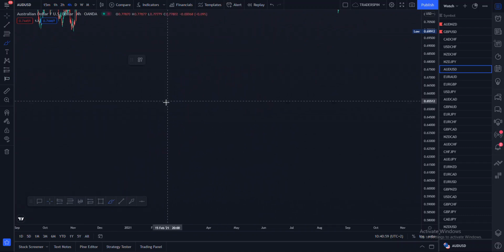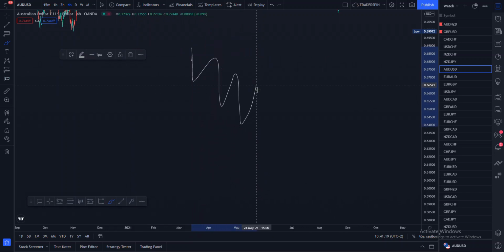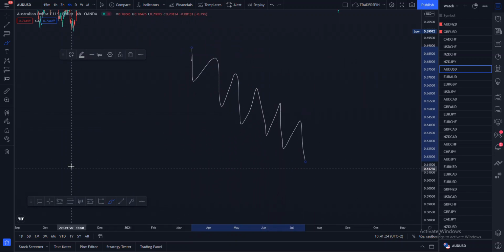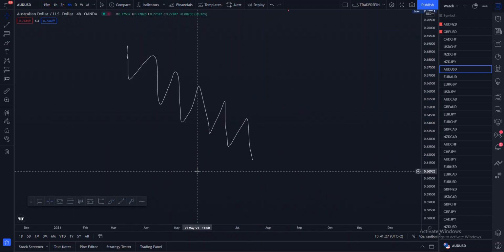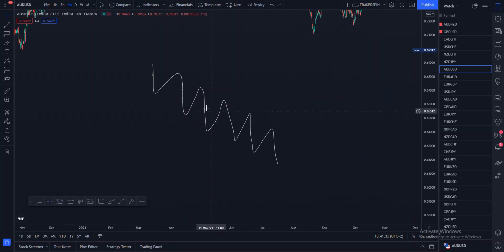So let us just say price is actually moving in a series of lower lows and lower highs. Something like this. Okay. Right. So you have to understand that this is a bearish trend. Most of you guys know that, right?